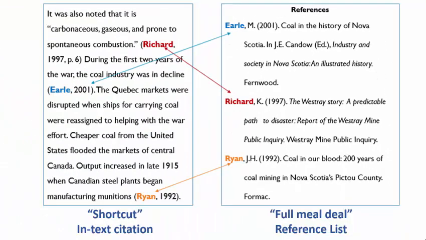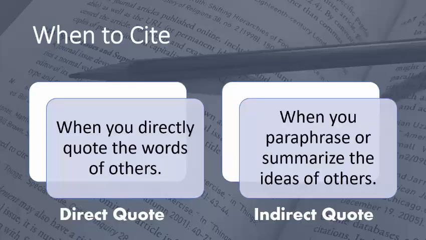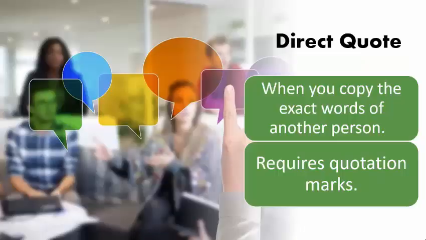An in-text citation is placed within the text of your paper. They help to identify the source of the information. The reference list is a formatted list of all the information sources you cited in the text of your paper. You may ask, when do I need to cite my sources? Cite your sources when you directly quote the words of others, which is a direct quote, or paraphrase or summarize the idea of others, which is an indirect quote.